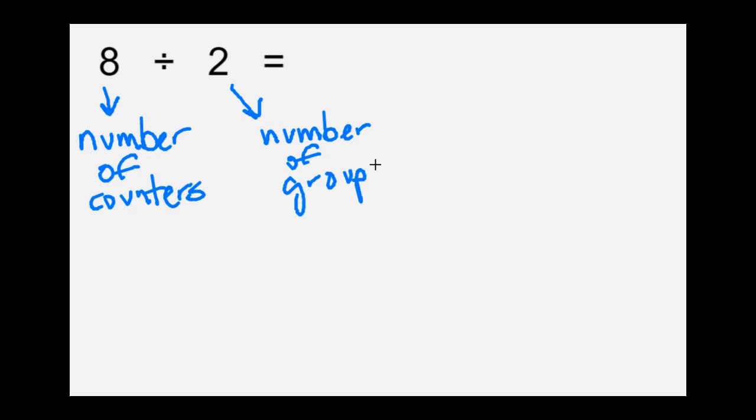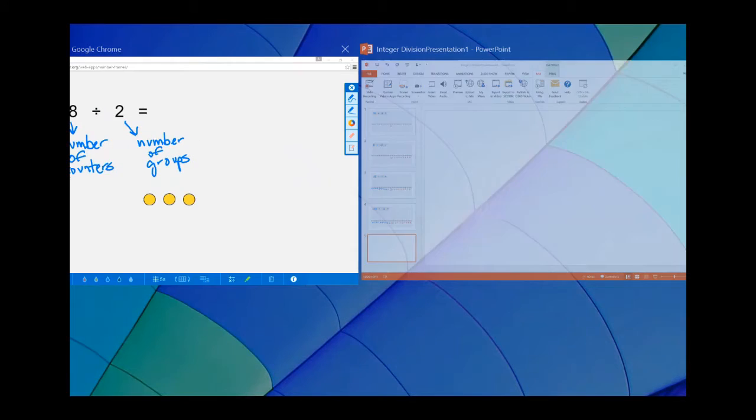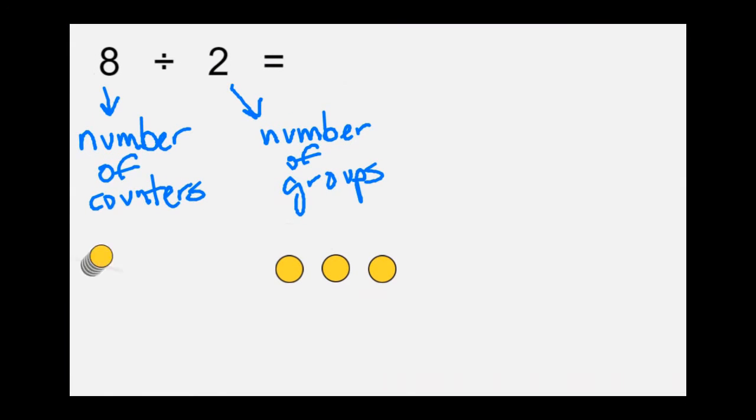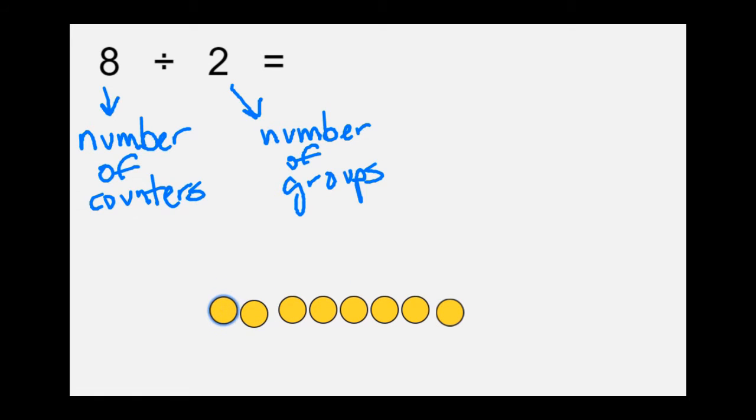So all we're going to do now is model positive 8. We're going to use our yellow counters here. 1, 2, 3, and then I'll throw 5 more down. There we go. So I modeled positive 8. There are a lot of different ways you can do this.